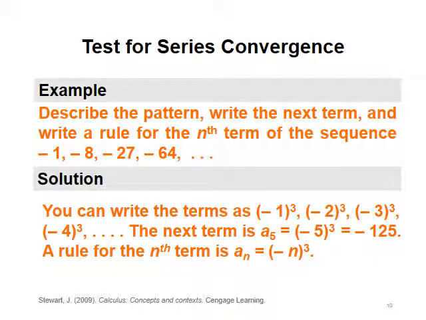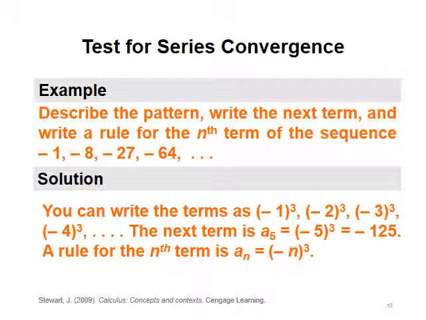Another example: describe the pattern, write the next term, and write a rule for the nth term of the sequence. He gave you the sequence here. Okay, forget about the minus, just look at the numbers. 1, 8. 8 is 2 to power 3, right? And 27 is 3 to power 3. So can I say 64 is 4 to the power 3? Yes, I can. Then I can put the minus either outside or inside.